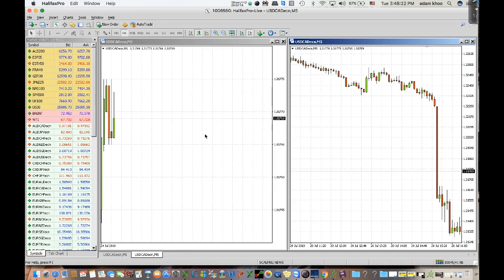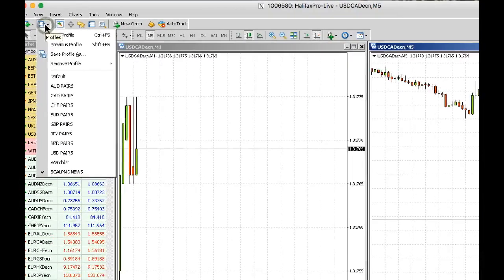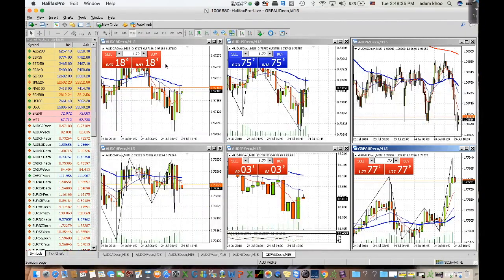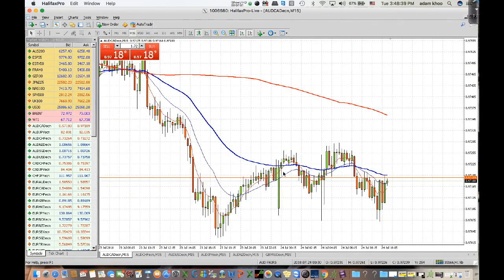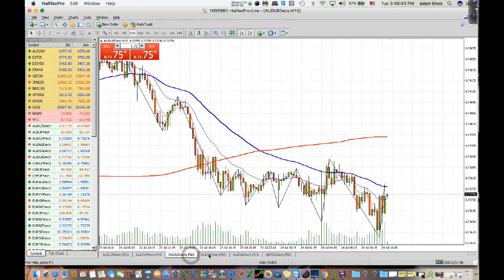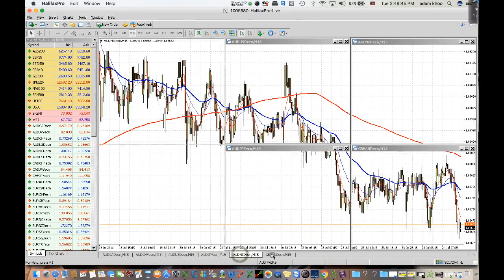Then what I do is, once I know the major news for the day, I'll look at all the different pairs to see, is there a trade setup? So first thing is, again, I'm looking at my Aussie pairs, click on Aussie pairs, and then I look one by one. Is there a trade setup? Right, so that's how I scan the entire market.